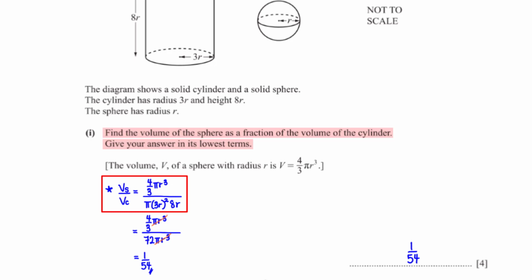The formula for the volume of a sphere has been given as 4 over 3 pi r cubed, where the radius r has been given as r in this case. The formula for the volume of a cylinder is pi r squared h, where the radius r has been given as 3r and the height h has been given as 8r. Pi times 3r squared times 8r simplifies to 72 pi r cubed. Pi r cubed cancels out. 4 over 3 divided by 72 gives us 1 over 54.